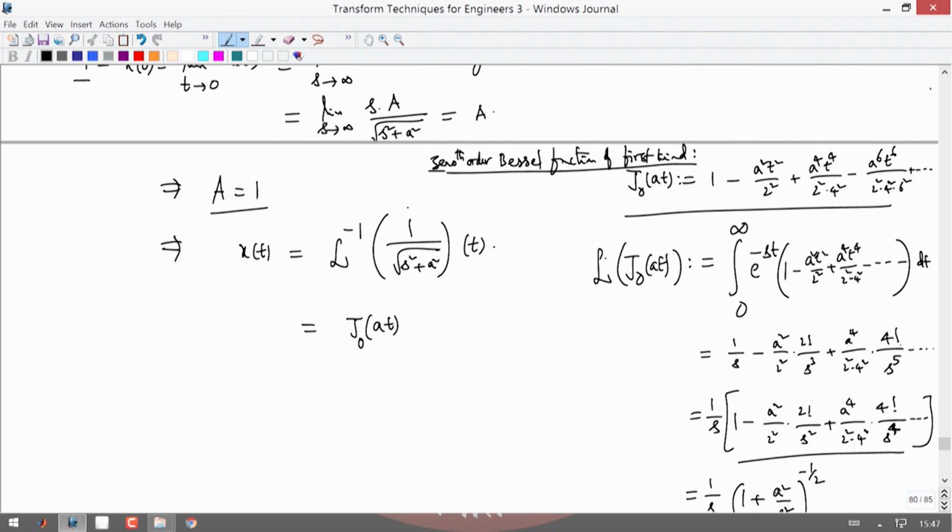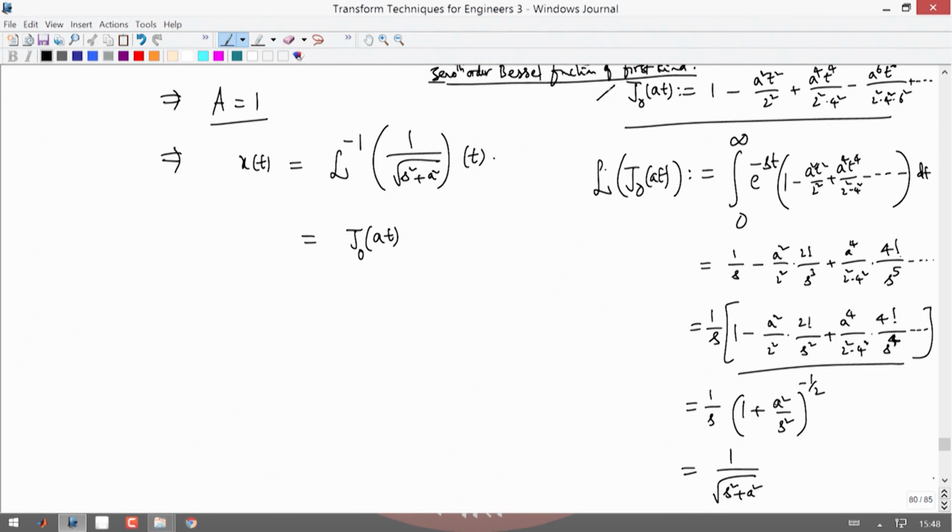If you know the solution of this, there is another way, because I know that J0 of at is a solution, and I know its series. I put it into this Laplace transform and get this as the Laplace inversion. If you do not know, you can also directly get it, you do not need to write this expression.